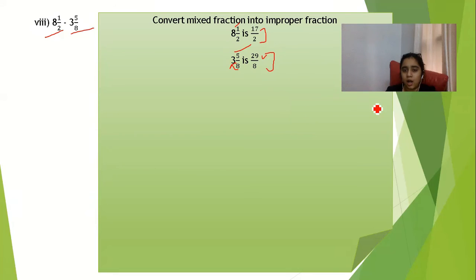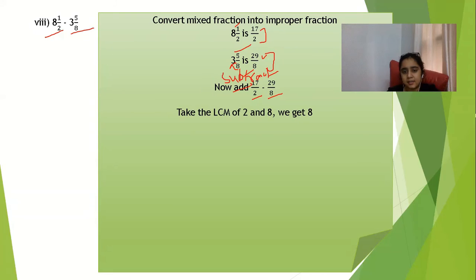Now I will subtract these numbers. So here it is a subtraction, not addition. It is a mistake. So in the next step, I will take the LCM of this 2 and 8, and I will get the answer 8 by taking the LCM of 2 and 8. I will show you, that is 2 and 8.